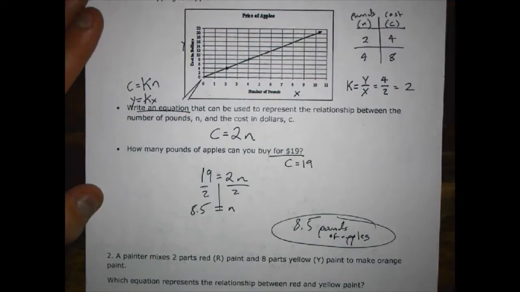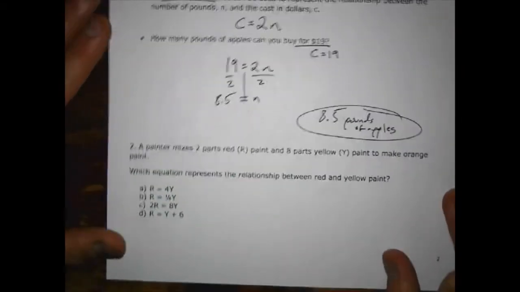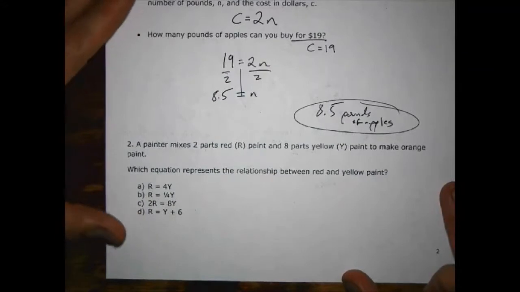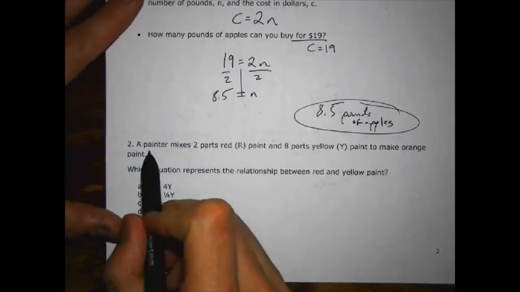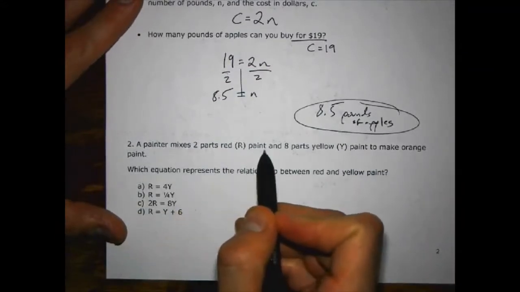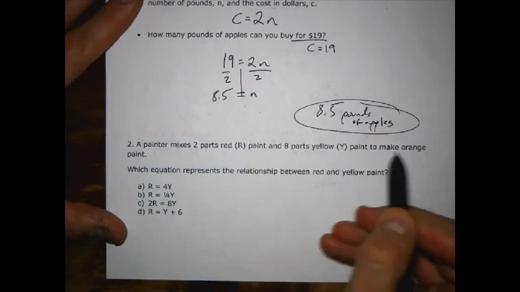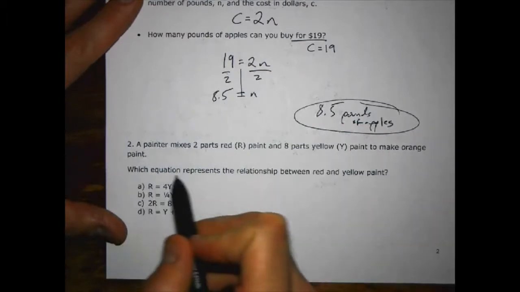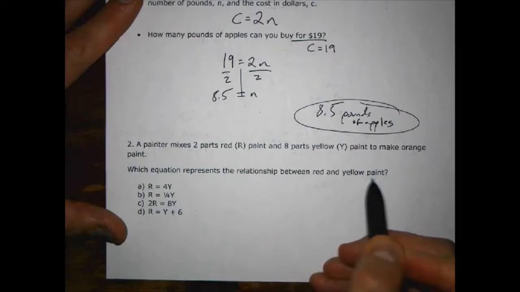Alright, one more for us to do together before you do some practice. And this one's a particularly tricky one, even though it looks simple. A painter mixes 2 parts red paint and 8 parts yellow paint to make orange paint. Which equation represents the relationship between red and yellow paint?